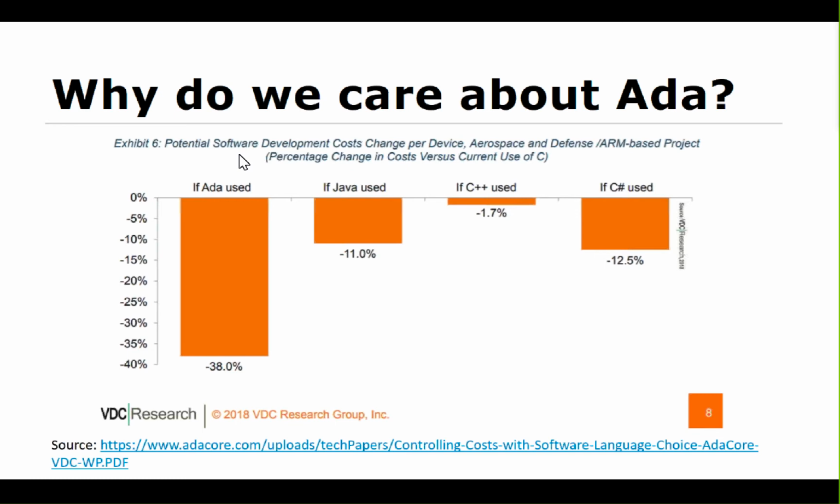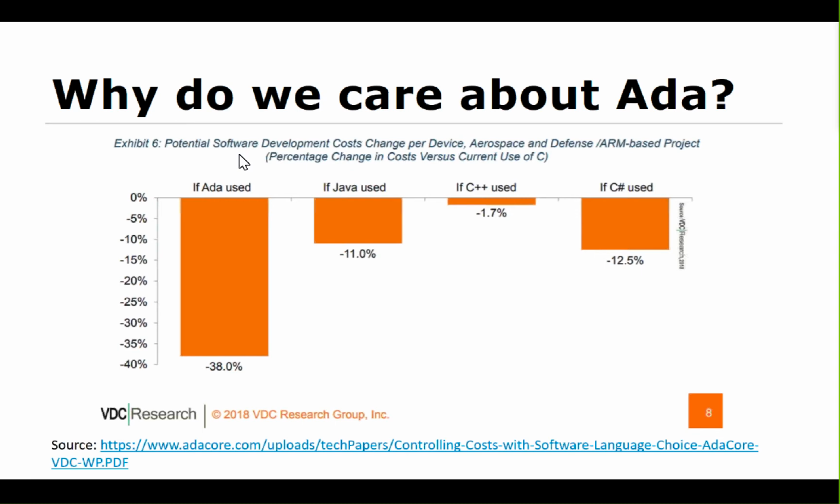We were expecting to demonstrate that Ada was more cost-effective than C in terms of development, but we were astonished by the results of the study, and in particular here in the aerospace and defense industry, which is an industry that has been using Ada for many decades.